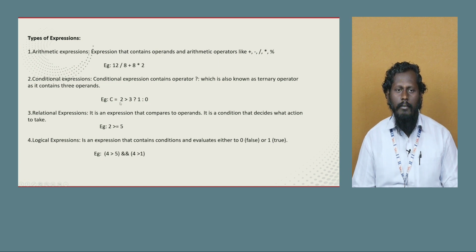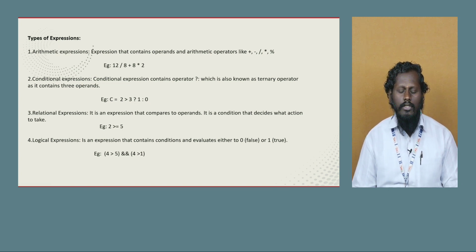So there are three different operands. This is called expression 1, this is expression 2, and this is expression 3. So totally we have three different operands, so it is called the ternary operator. And then there are relational operators. When we want to compare different kinds of operands, we can use the relational operators.